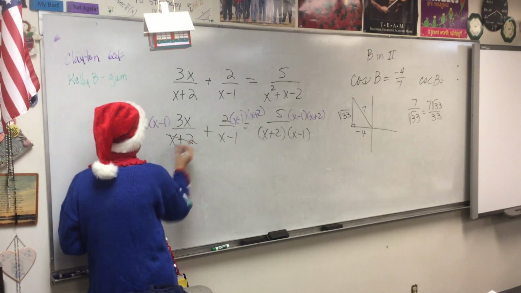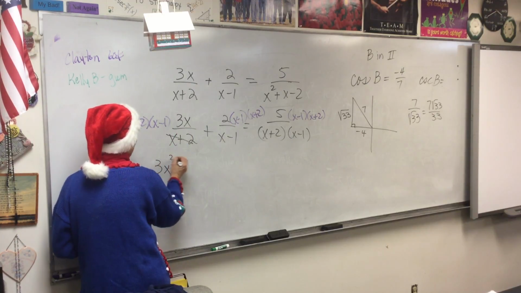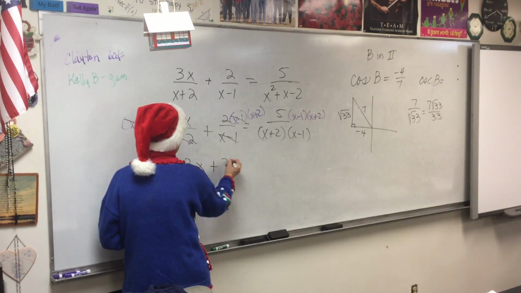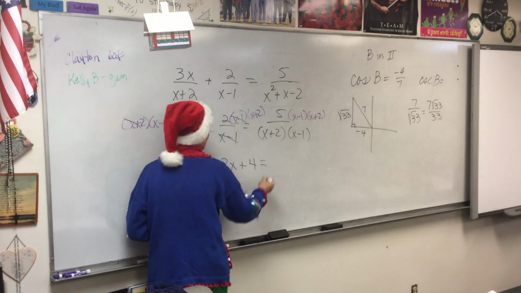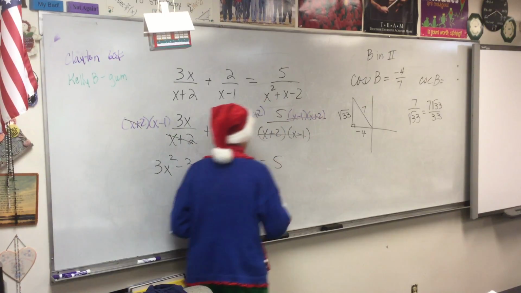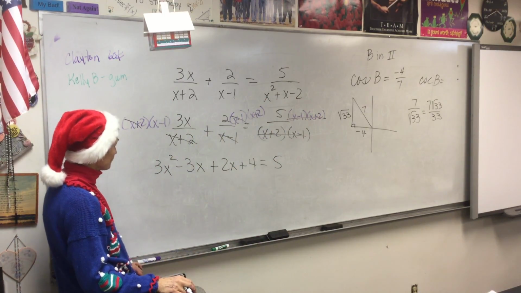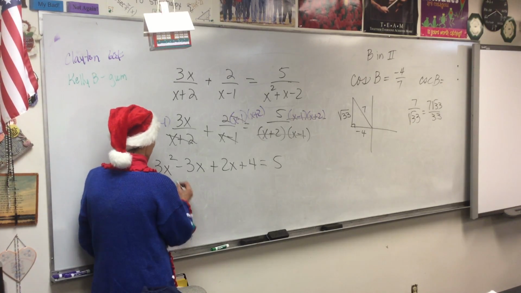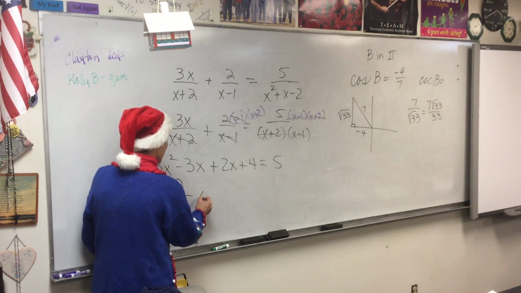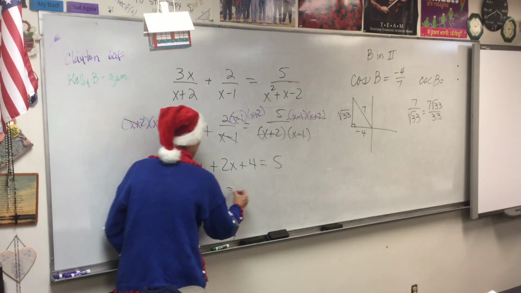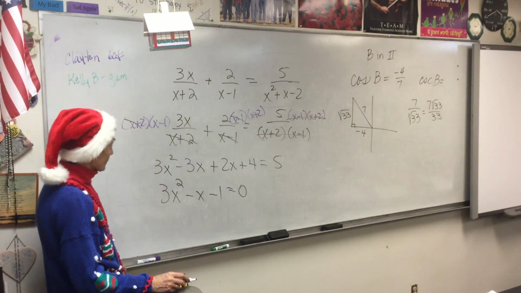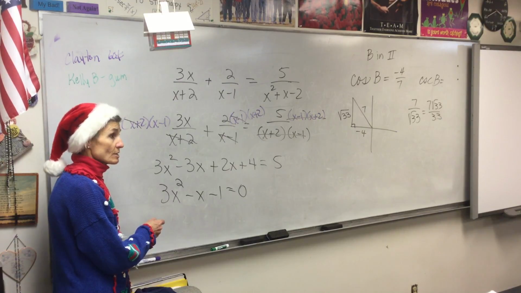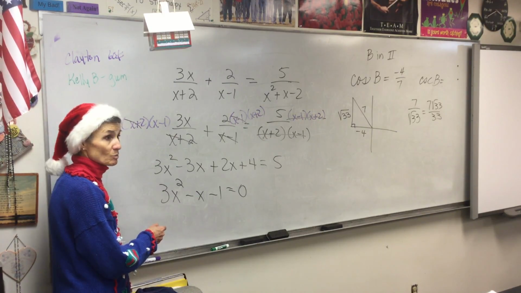So then this will cancel and we're left with 3x squared minus 3x. That will cancel, so we're left with 2x plus 4. And all that cancels, so we're left with just 5. So now we have a little quadratic, so we'll clean things up. Is that right? And I have to solve that. Sometimes that factors, sometimes it doesn't, and I don't think this one does.